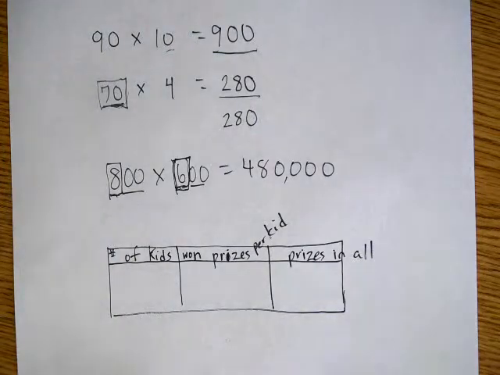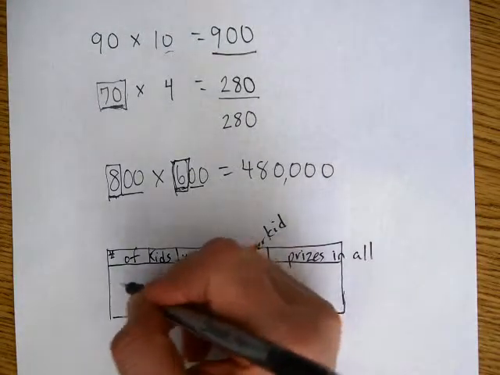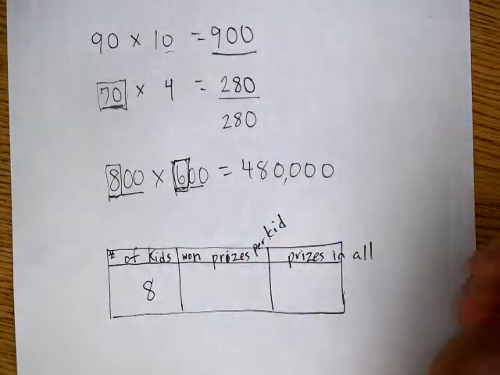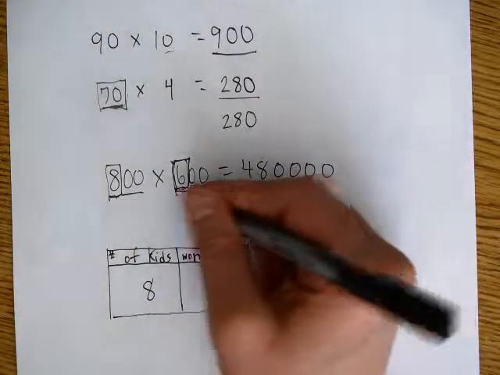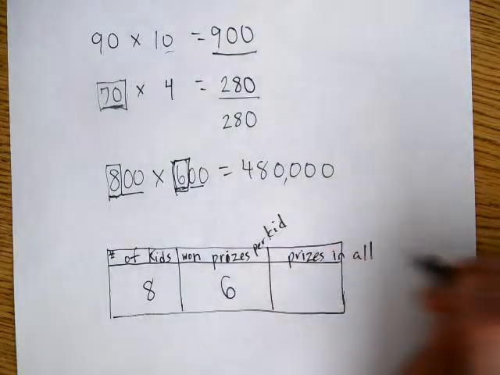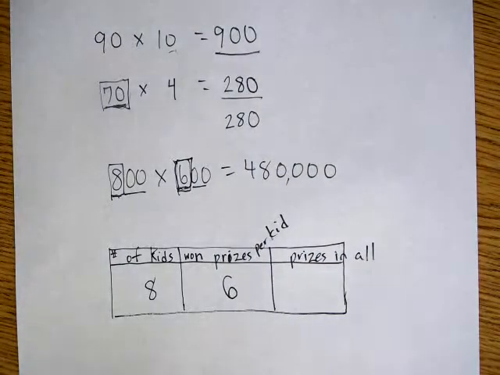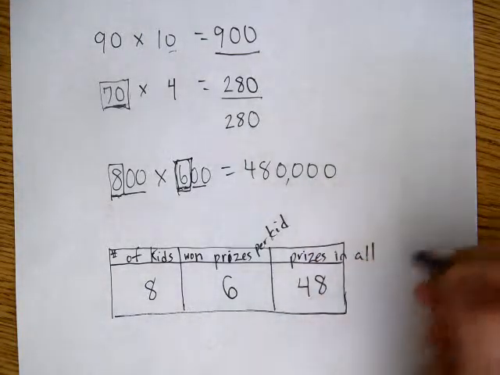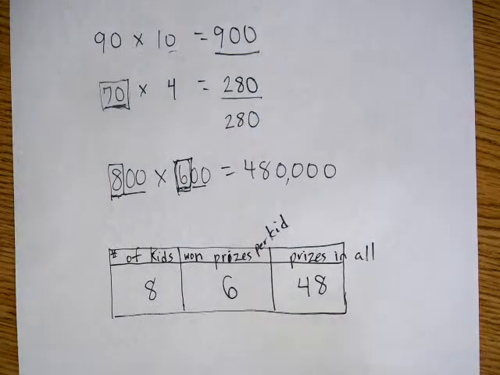So this is what we're going to do. Let's say we have 8 kids, and each kid won, let's use this example right up here, 6 prizes. How many prizes did they win in all? They would have won 48 prizes in all.